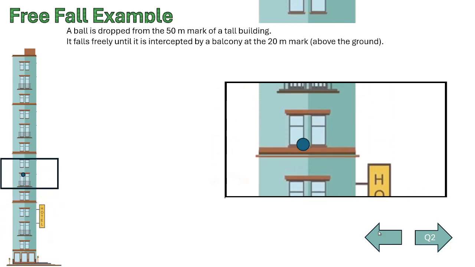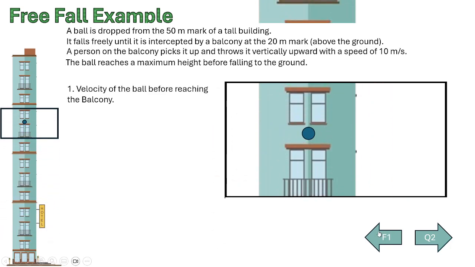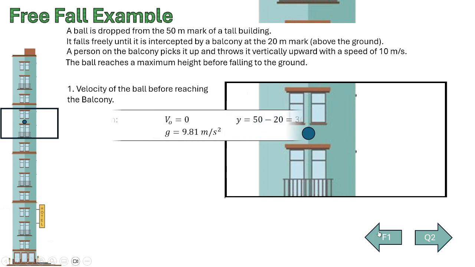So let's go back to the question: the velocity of the ball before reaching the balcony. First, we have your given. Since this is the first special case of free fall, this is our given. V naught is equal to 0, the change in y is equal to 50 minus 20, which is 30 meters, and our g is 9.81 meters per second squared. G here is positive because the particle is moving towards the direction of gravity.